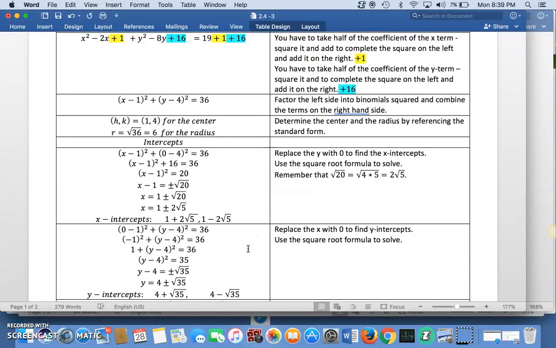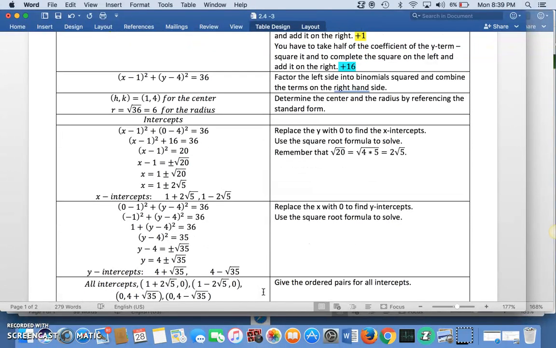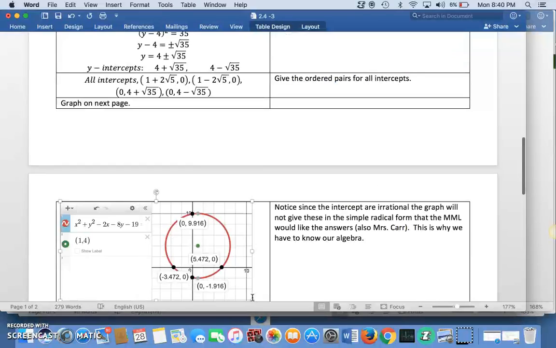Same thing is true with the y-intercepts. We let x be 0. This becomes a negative 1 squared, which is 1. And 1 from 36 leaves 35. Take the square root. Then you would have y minus 4 equals plus or minus the square root of 35. 35 does not contain any perfect square factors. So these are your two y-intercepts right there. That's a list of all your intercepts. First two being x-intercepts, the second group being y-intercepts.